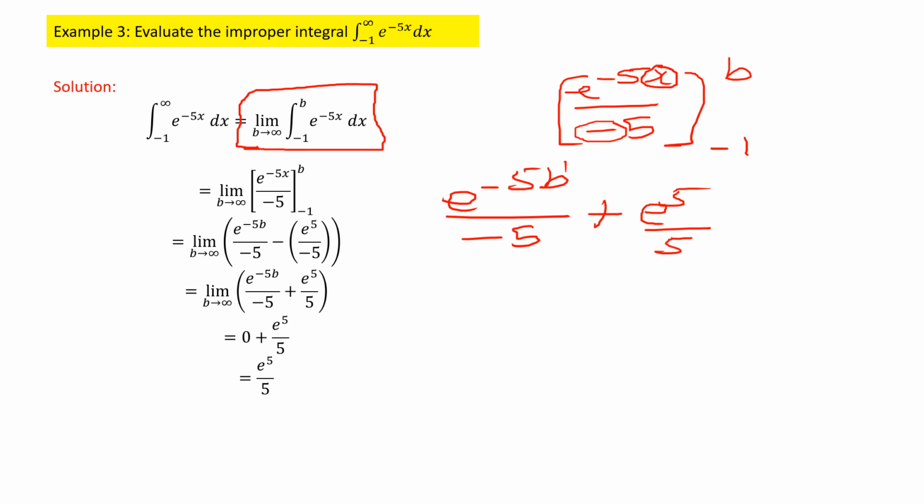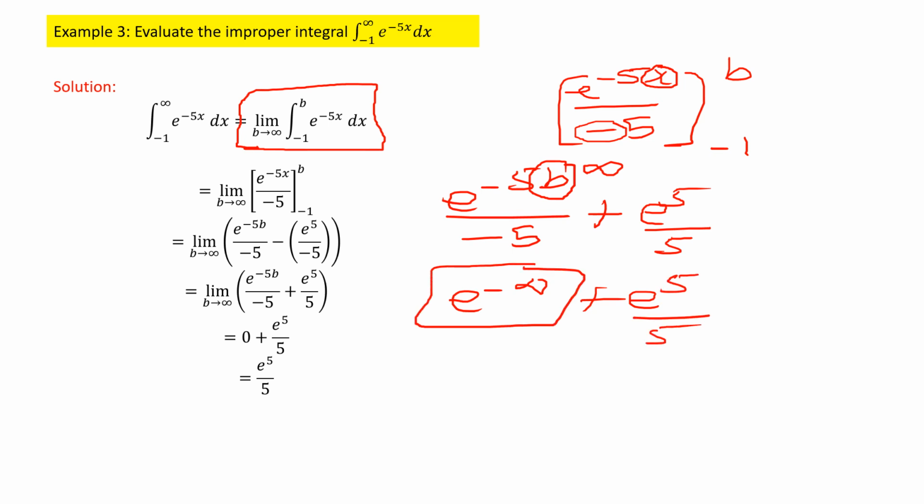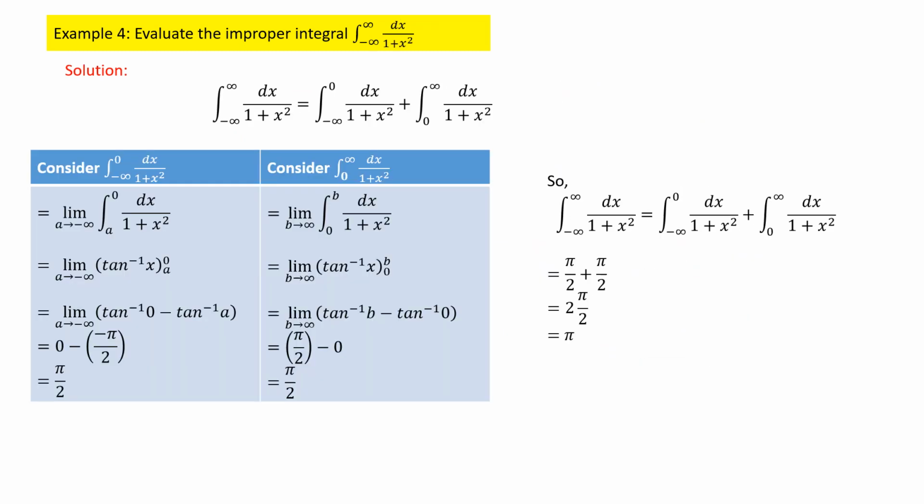Next step, in place of b I have to substitute infinity. So the first term will become e to the power minus infinity, plus e to the power 5 over 5. We know that e to the power minus infinity is equal to 0. So my final answer is e to the power 5 divided by 5. Question number 4. Evaluate the improper integral minus infinity to infinity dx over 1 plus x squared.